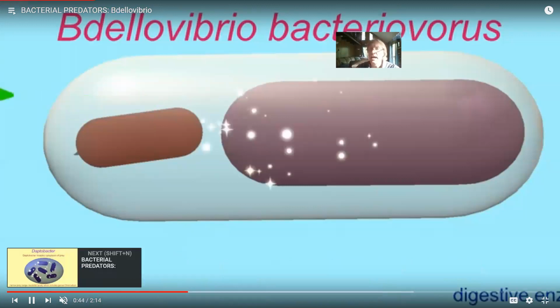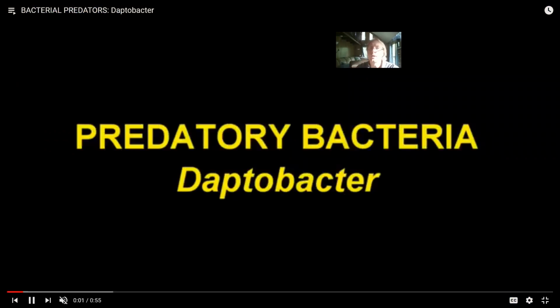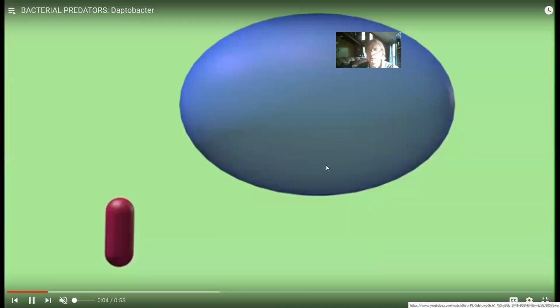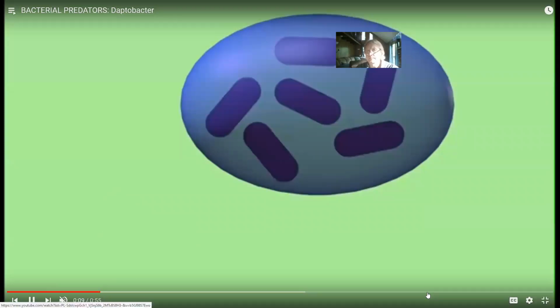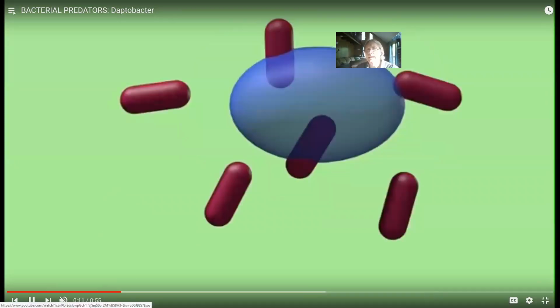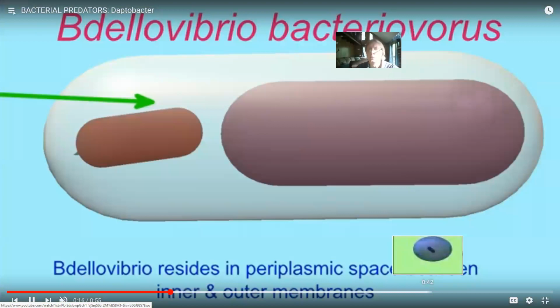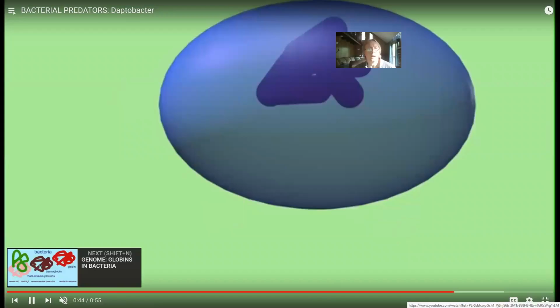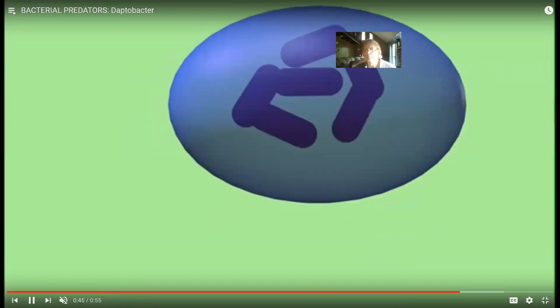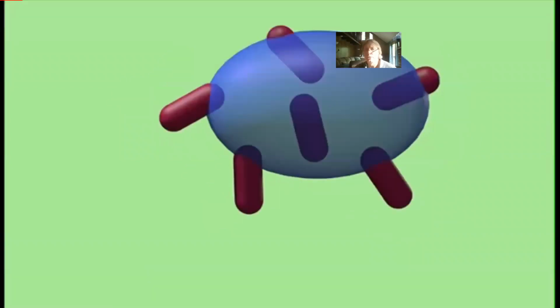There are others, and some of these others can, in addition to preying on bacteria, actually prey on eukaryotic cells. So while typical food chains involve eubacterial cells, which then prey on bacteria, it can also go in the reverse direction as well, where some bacteria are capable of preying on eukaryotic cells.